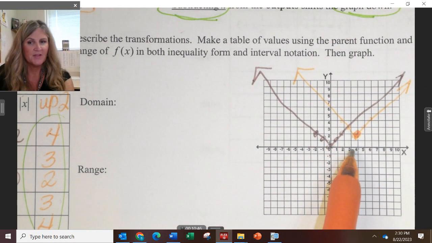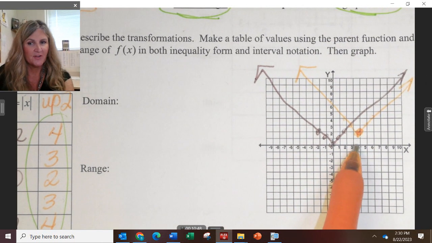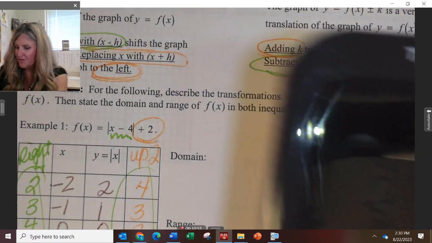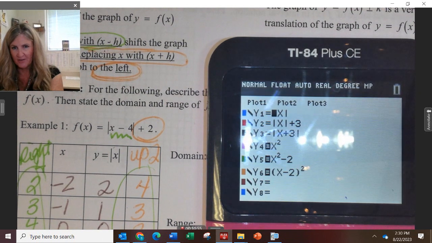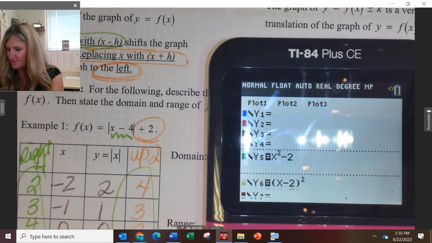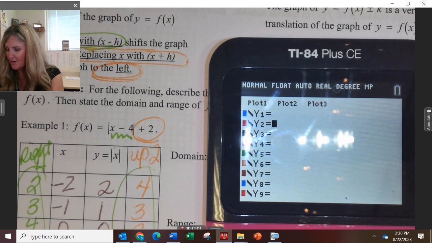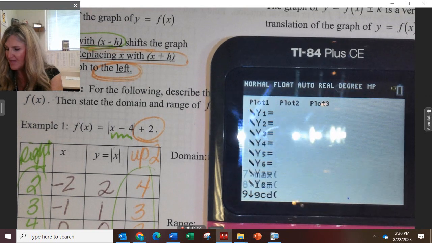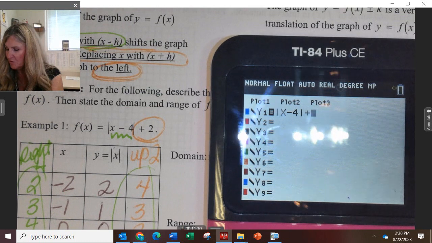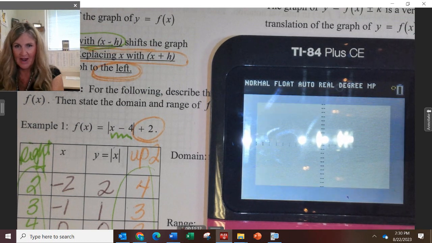Okay? And that's going to be our new function. I want you to know that you can always check your work on the calculator. I'm going to clear all this out. So watch how we put this in here. We go under Math, Num, absolute value, x minus 4 plus 2. Graph.